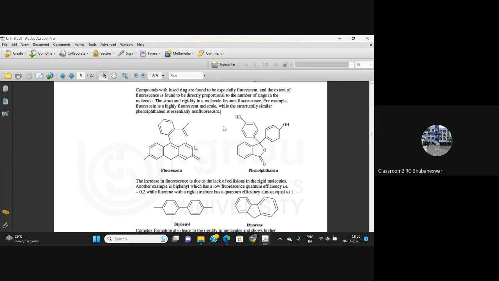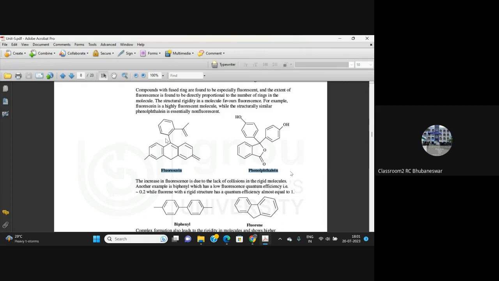If you see these two structures, fluorescein and phenolphthalein, structurally they look almost the same, but phenolphthalein, as you have observed during your experiments, shows colorless to pink color. That observation is different. That color change is due to pH variation, ring opening structure, all those things. Need not go to that part.